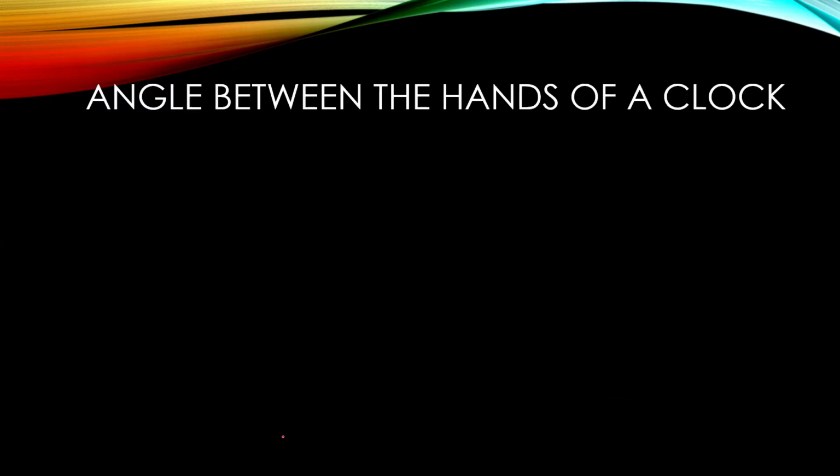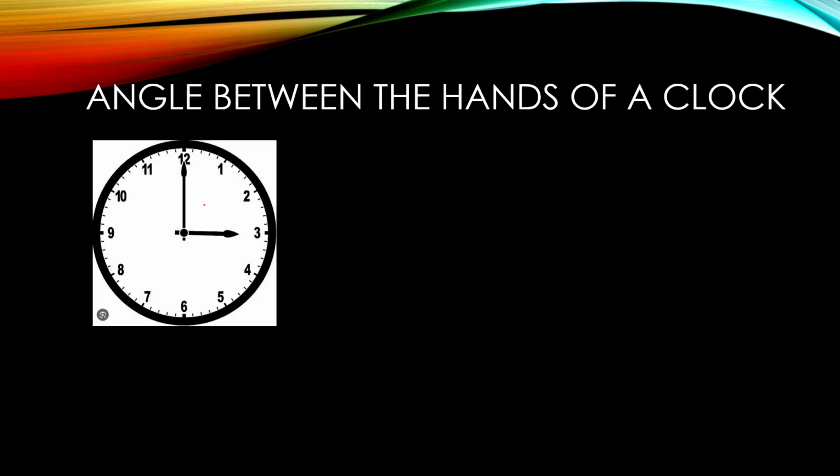Now, let's discuss how to find the angle between the hands of a clock when the time is given. Please look at the time here. The clock shows 3 o'clock, right? The time is 3 o'clock. So the angle between the hands of the clock, when the time is 3 o'clock, we can very well make out that it is 90 degrees.